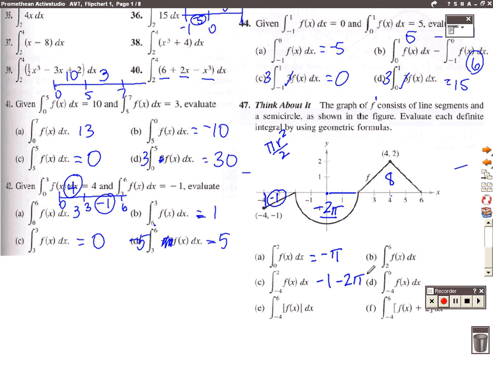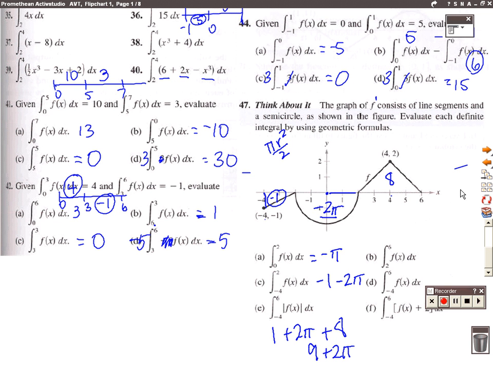Letter E, and I'm going down instead of across. The absolute value of f of x is going to force all of the areas to be positive, so we would have from negative 4 all the way to 6, we would have positive 1 plus 2 pi plus 8, so that would be 9 plus 2 pi as a total.